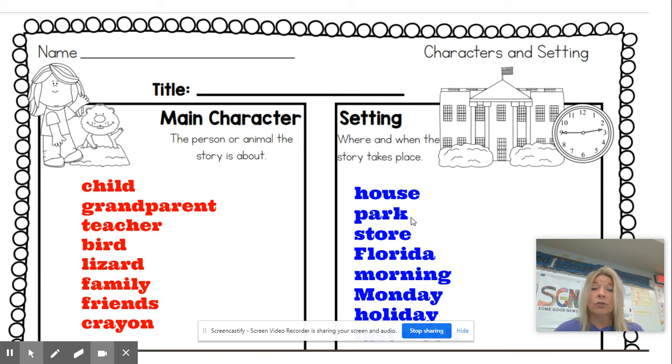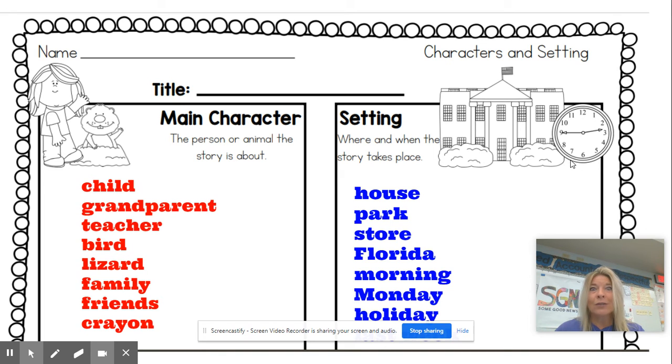Maybe when you're reading a story, the characters start off in someone's house, but they end the story at a park. It could be a store. Maybe everything that's going on in the book you're reading is in a store. Or it can be really specific, and it can even be like Florida. The setting, where did that story take place? Oh, they were in Florida. That's the where the story takes place.